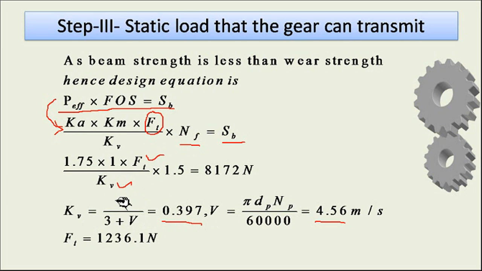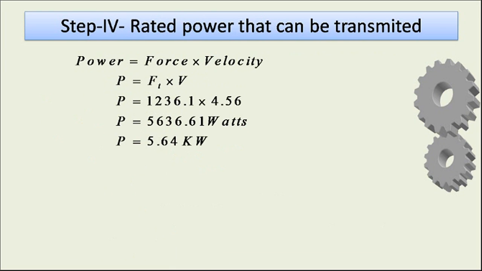And simply solving this, I will get the tangential force acting on this particular gear pair, that is 1236.1 Newton. And once I get the tangential force, I can find out the rated power that this gear pair can transmit. So power is equal to force into velocity, so P is equal to Ft into V. I will put the value of Ft as 1236.1 and V as 4.56 meter per second. So I will get Newton meter per second, that is in watts 5636.61 as power, and in kilowatts it will be 5.64 kilowatts.